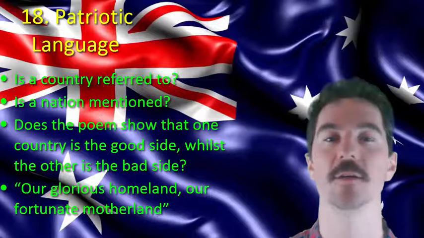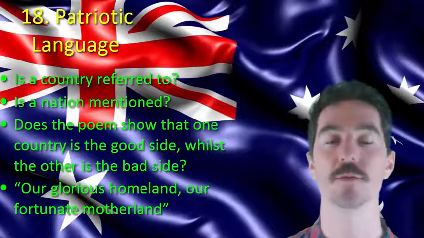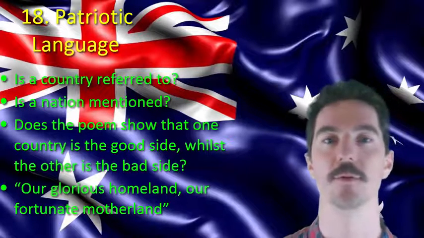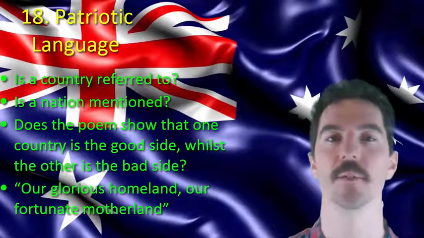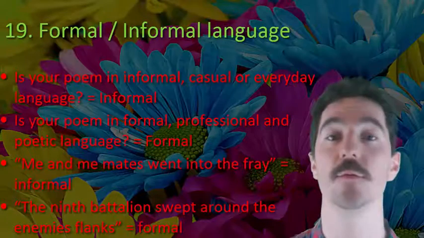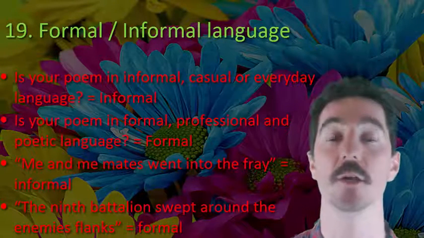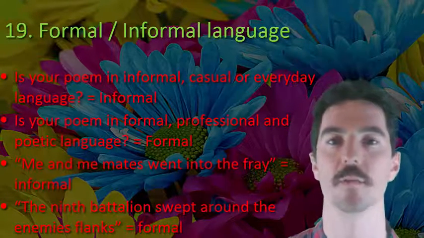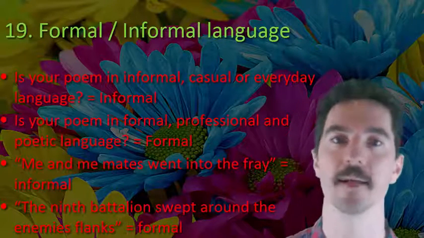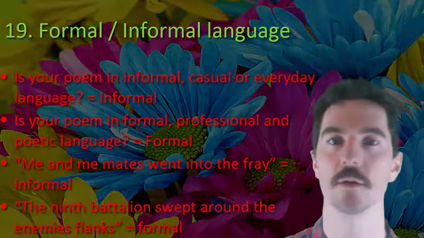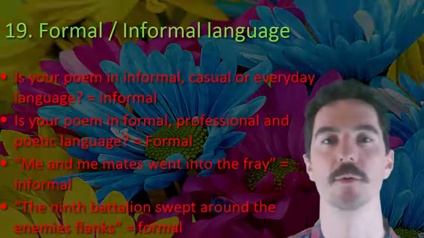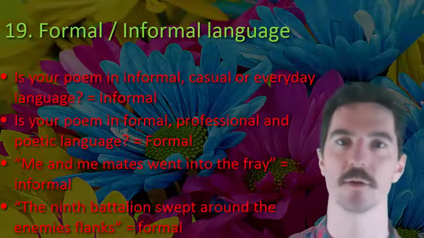18 is the technique of patriotic language, so what countries are referred to, and if they're referred to warmly or lovingly, we call that patriotic language. 19 is formal or informal language. Another word for informal language is colloquial. So if you think of a stereotypical Aussie saying "G'day mate," that's what we call colloquial, but it's also informal. Whereas formal would be "Greetings, good sir, pleased to meet you."